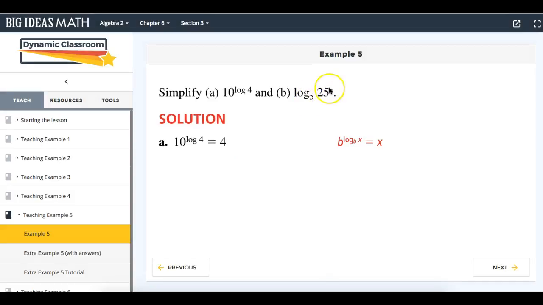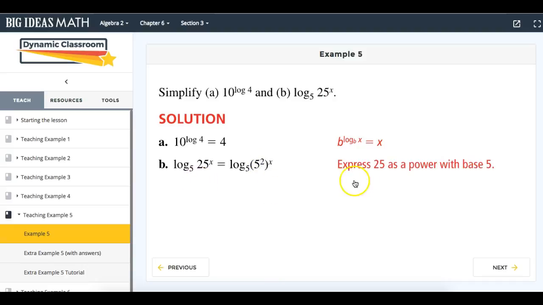We might be able to use this rule because 25 is just a power of 5. We can rewrite 25 as 5 squared. When we do that, we can turn this into an expression where the base of our log and the base of our exponent are the same. Now let's simplify so that we can use our rule. Using the power of a power property, we can rewrite this expression as log base 5 of 5 to the 2x power.